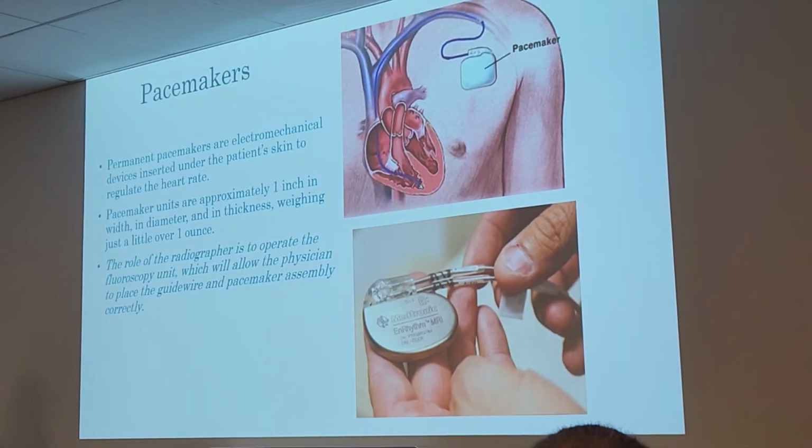And Jay just mentioned this earlier, a pacemaker is an electromechanical device inserted under the patient's skin. They're typically 1 inch wide and just a little over 1 ounce. And they're typically placed either in the right atrium or the right ventricle. And the purpose of this is to do what? Fix the arrhythmia. Regulate the heart rhythm, exactly.